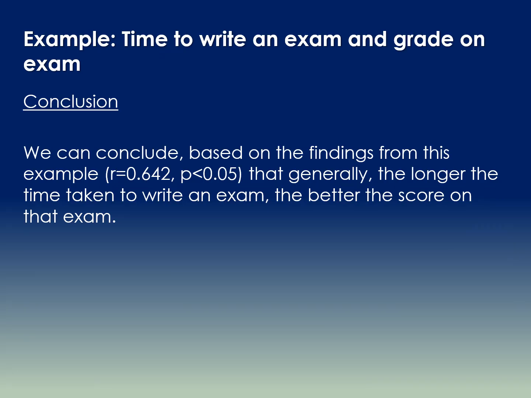Pretty straightforward stuff. Correlations are probably the most simple, not only to understand, at least I think, but also they're fairly easy to write up. Usually they're one sentence, right? We ran a Pearson correlation on these two variables. Here is what we found. We had an R value of 0.642, p less than 0.05. Therefore, we can conclude that the longer the time taken to write an exam, the better the score on that exam.